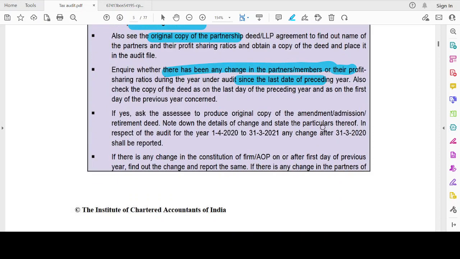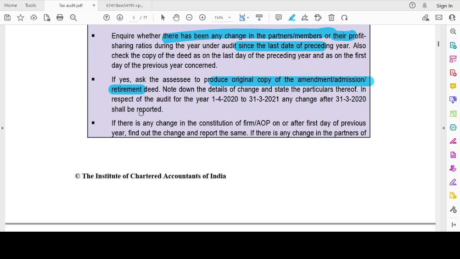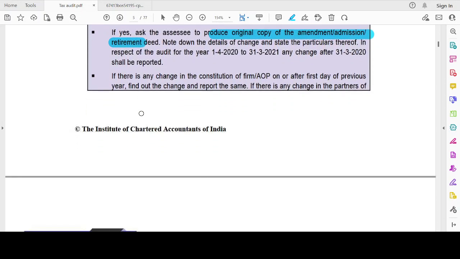Also check the copy. I have to check the opening copy and the closing copy, and whether there is any change. If yes, ask the SSC to produce the original copy of the amendment. If there are any changes in the membership or the profit sharing ratio, I have to get the original document. Now I have to check whether the year is proper. If there is any change in the constitution of the firm or AOP on or after the first day of the previous year, find out the change and report the same.